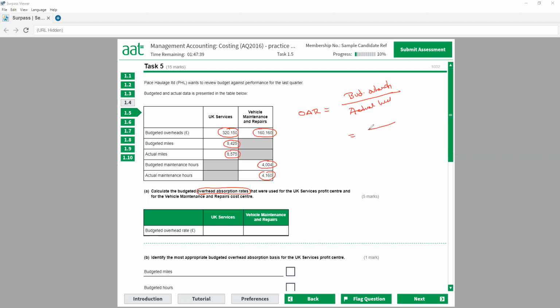So the budgeted overhead for the first one, UK service, we have 320,150, and the budgeted miles. This is the activity level. Remember, always take the budget. When you calculate the OAR, always take the budgeted activity level. So budgeted mile is 8425. This is my overhead absorption rate. Never take the actual when you calculate the OAR. So let's do that. 320,150 divided by 8425. And that gives you 38.